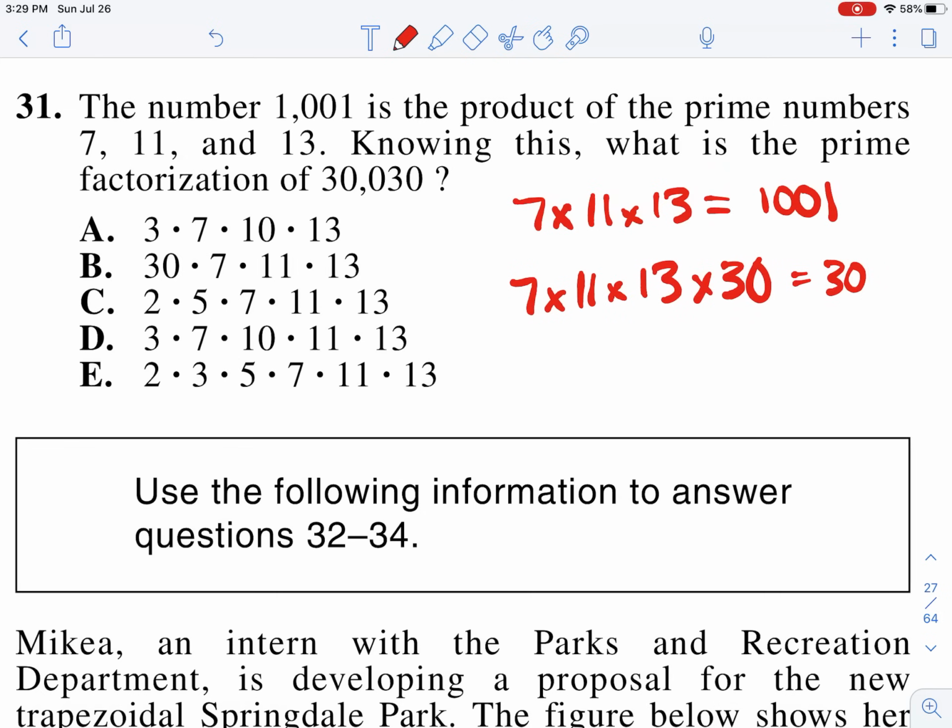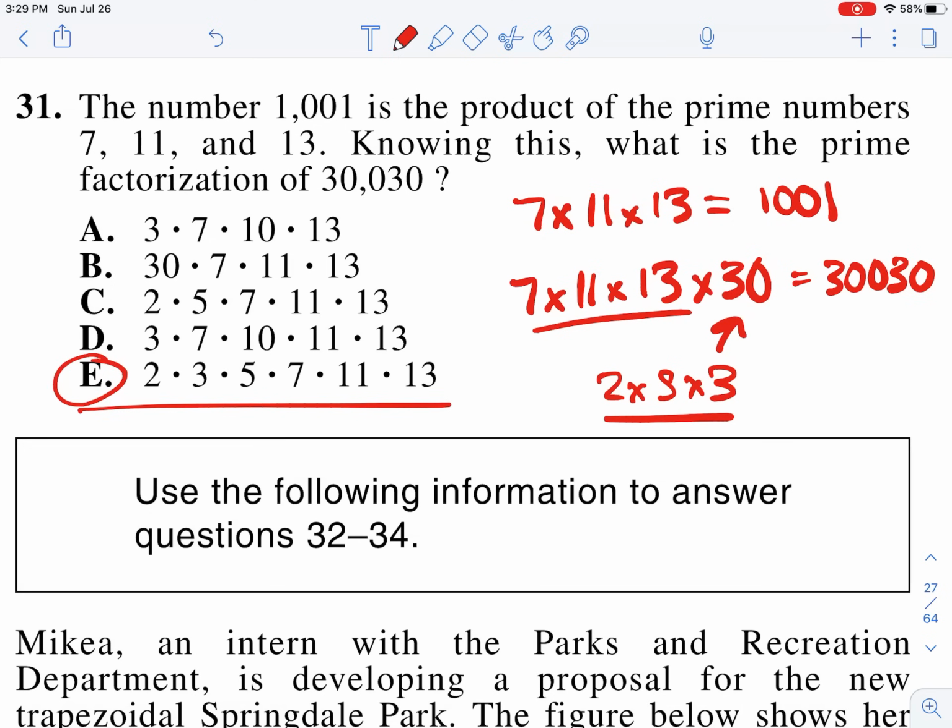And that'll give you 30,030. Now, in order for this to be a prime factorization, you have to have only prime numbers. So you have to actually find the prime factorization of 30, which is going to be 2 times 5 times 3. And then you substitute that into here, times this, and then your answer ends up being this right here, because you have 2 times 5 times 3 times 7 times 11 times 13. And if you check this, it actually ends up equaling the correct value.